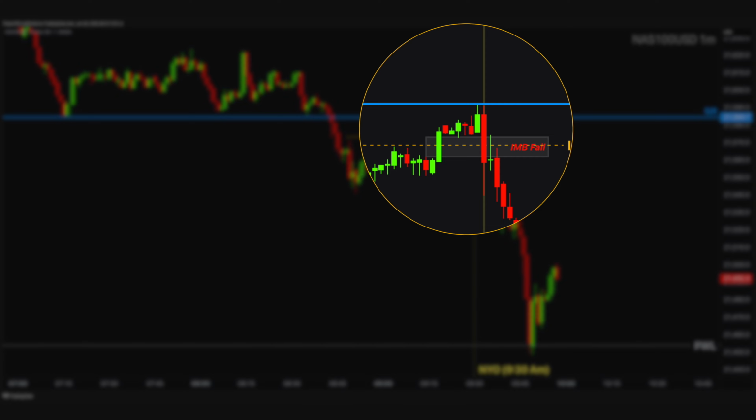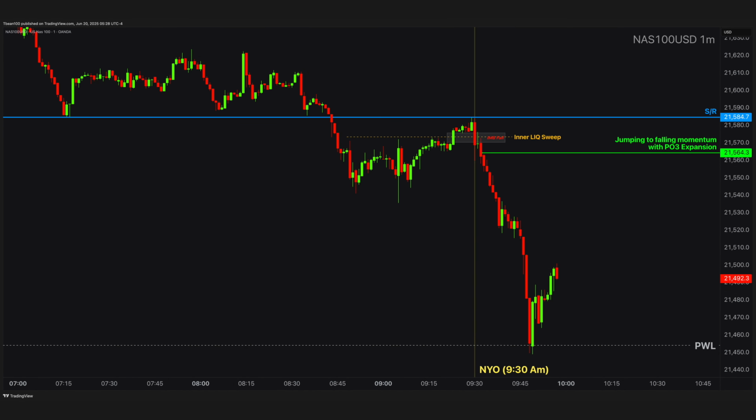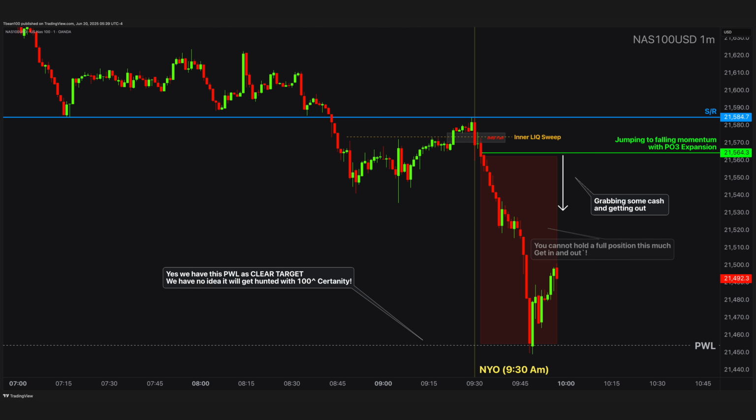Lastly, another option: noticing the inner bullish imbalances fail with the manipulation phase. Now I may try to jump in with a market order with the sellers, grabbing some cash maybe. So why do we get in and out? Yes, we have this previous week low as the clear target below. And in this case, it is really nicely hunted.